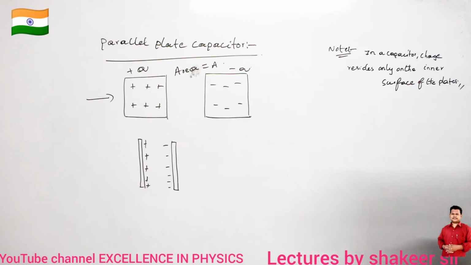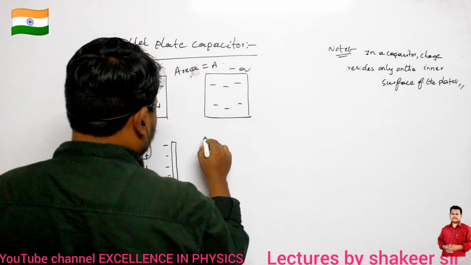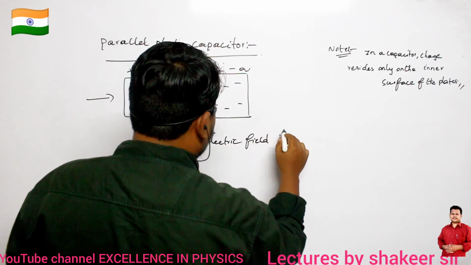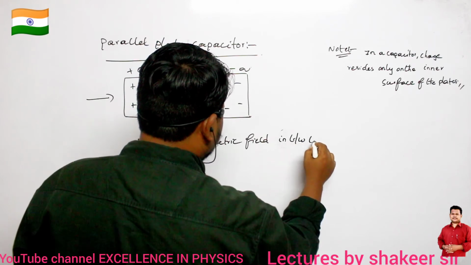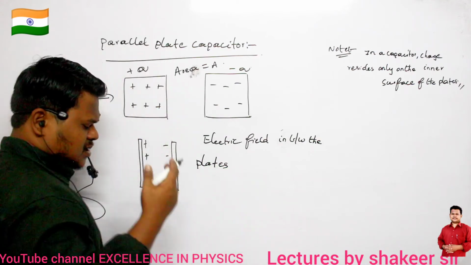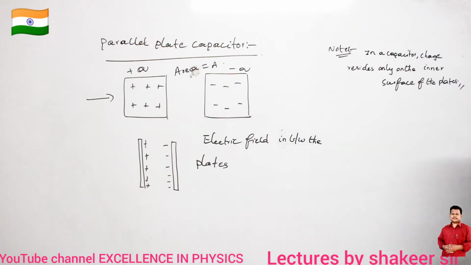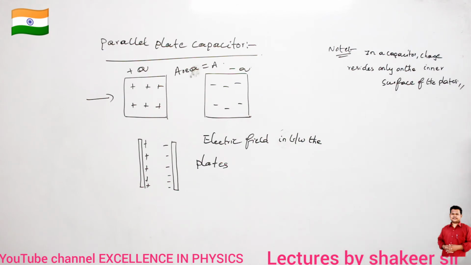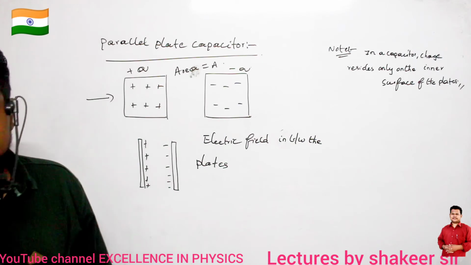Now can you say what is the amount of electric field present in between these plates? Already while studying Gauss law and Coulomb's law, we have studied this one. So if these are the two plates, then what is the electric field existing between them?